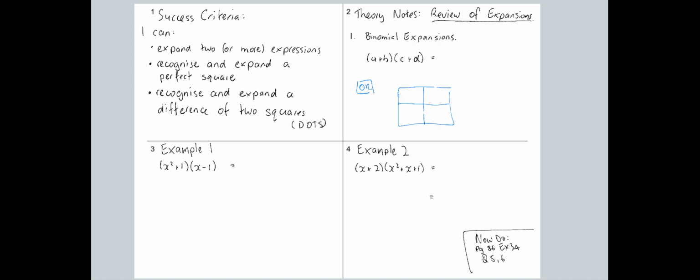This is all revision stuff, making sure that the foundations of your foundations are right. We're going to look at expansions of 2 or more expressions. If you can do that by the end of this session, then that's a tick. Recognize and expand a perfect square. 2 separate words there. Recognize, did you notice it was a perfect square? And then can you then expand it? And by that I mean use the rule for expanding rather than just doing it longhand all the time.